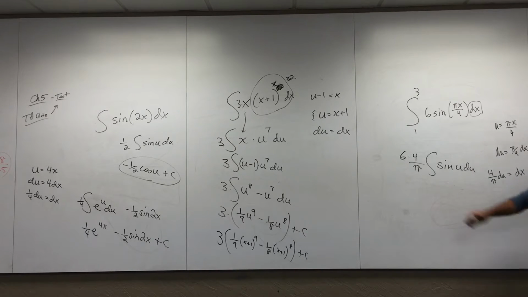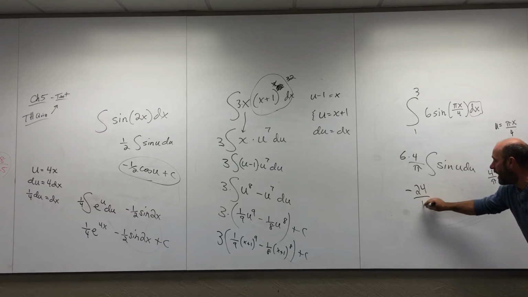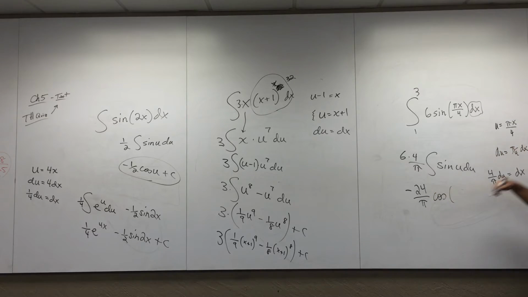Negative cosine u. So it's negative 24 over pi cosine of u. And I'm going to go ahead and put that in there: pi x over 4. And then it has to be evaluated from 1 to 3. This is where I was trying to get you to do it without decimalizing it, leaving it exact if you could.